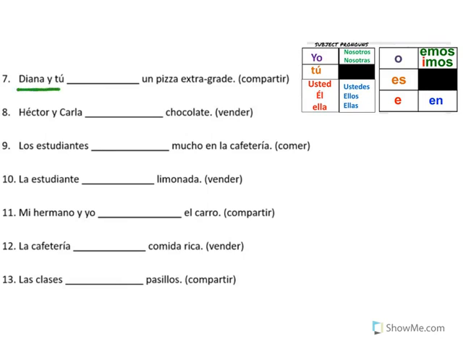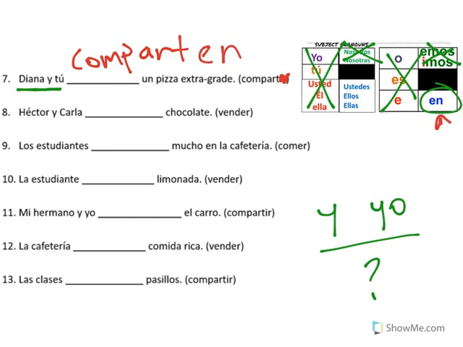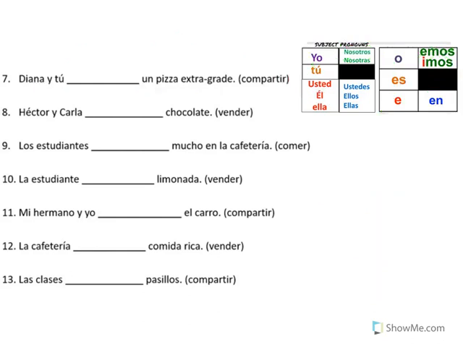Alright, cool. Number 7. Diana y tú. Diana and you. Okay, so Diana is one person, and tú, you, is another. So, not here, not here, not here. Does the sentence say y yo, remember, and I? Does it say an I? Nope. So that means it cannot be this, the we form. So, it's an en ending. So the answer is going to be Diana y tú compar. We wrote everything but the IR, and then the en ending. Comparten. Diana and you share an extra large pizza. Una pizza extra grande.